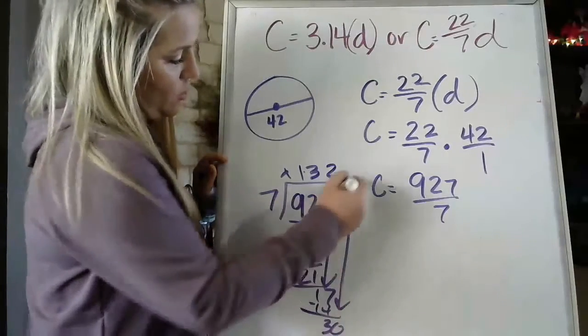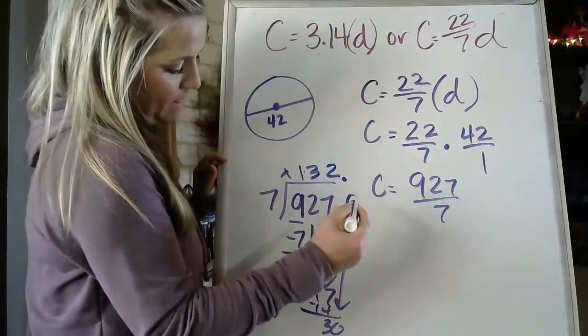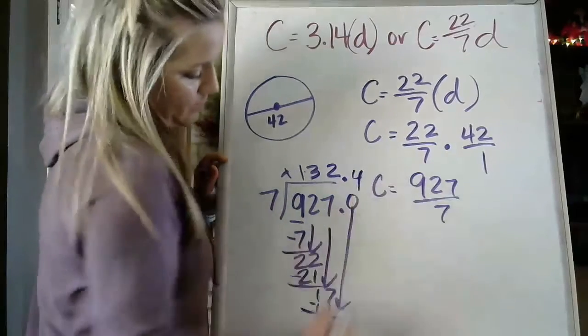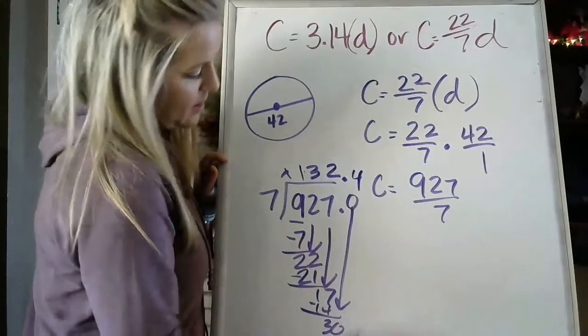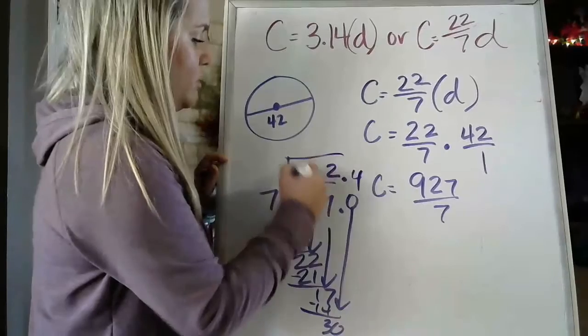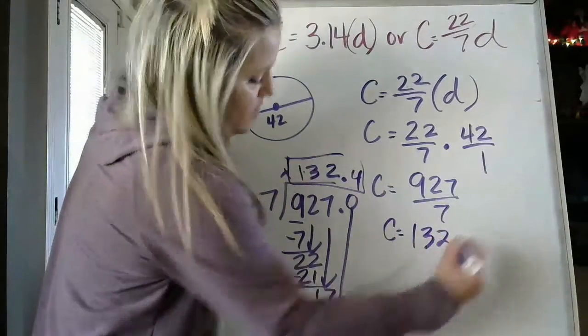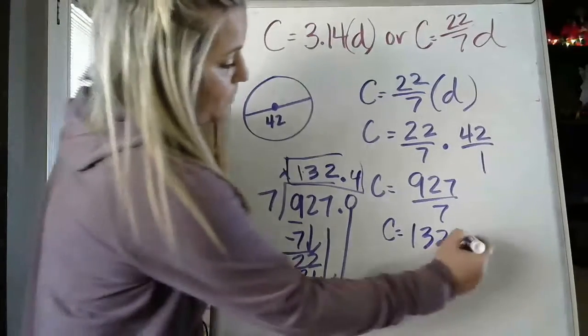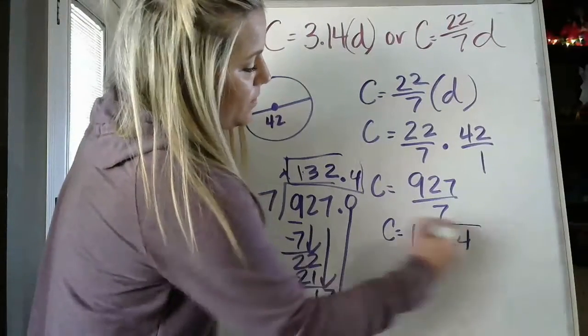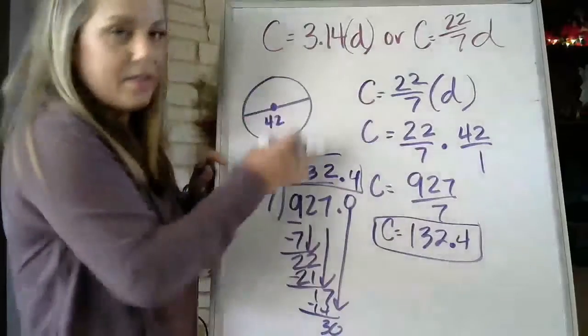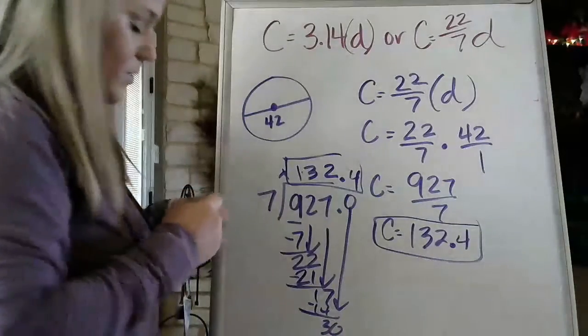7 will go into 30 4 times, which is 28. And so we can just round this to 132.4. So that would be the circumference of this first circle. All right.